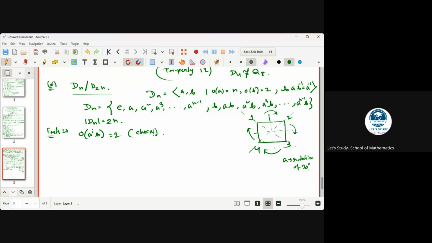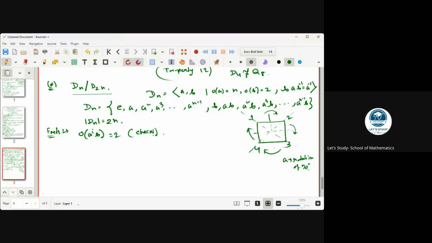We need 4 rotations. 1 times rotation means single A. 2 times rotation of 90 degrees means A square. 3 times rotation means A cube. And 4 times rotation means A to the power 4, or you can say identity, no rotation, same thing. And we have 4 reflections, but we don't need 4 reflections. If we take 1 reflection and the 4 rotations, their composition will give you all the symmetries, all the rotations and reflections possible with these 4 rotations and 4 reflections.